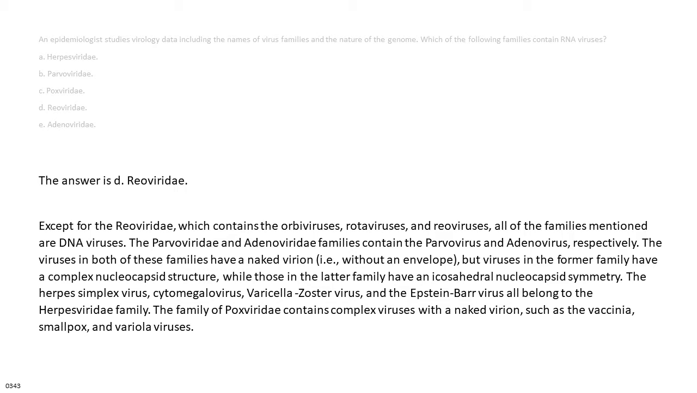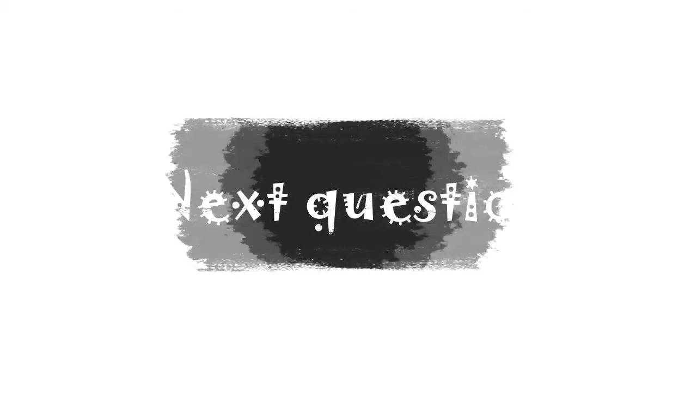The herpes simplex virus, cytomegalovirus, varicella-zoster virus, and the Epstein-Barr virus all belong to the Herpesviridae family. The family Poxviridae contains complex viruses with a naked virion, such as the vaccinia, smallpox, and variola viruses.